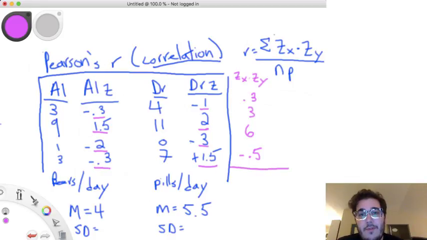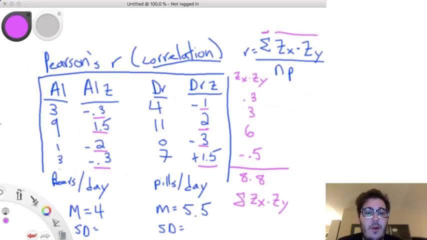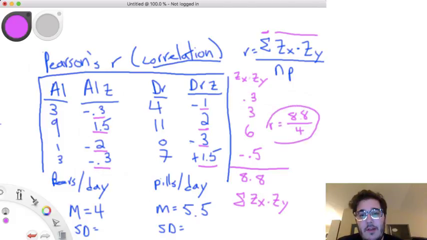So we've done this part. Now we have to do this part. We add them all together. So 0.3 and 3 is 3.3, plus 6 is 9.3, minus 0.5. So 9.3 minus 0.5 is 8.8. So now we have the sum of zx times zy. Now the last thing we have to do is divide it by the number of pairs. We have 1, 2, 3, 4. We have 4 pairs, so we would take this, 8.8, and divide it by 4, and that would give us r. So we divided by the number of pairs, and we got 8.8 divided by 4, so 2.2.